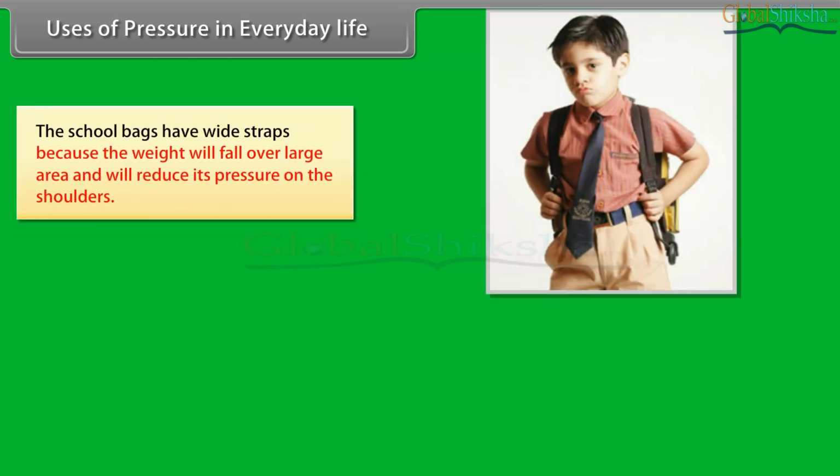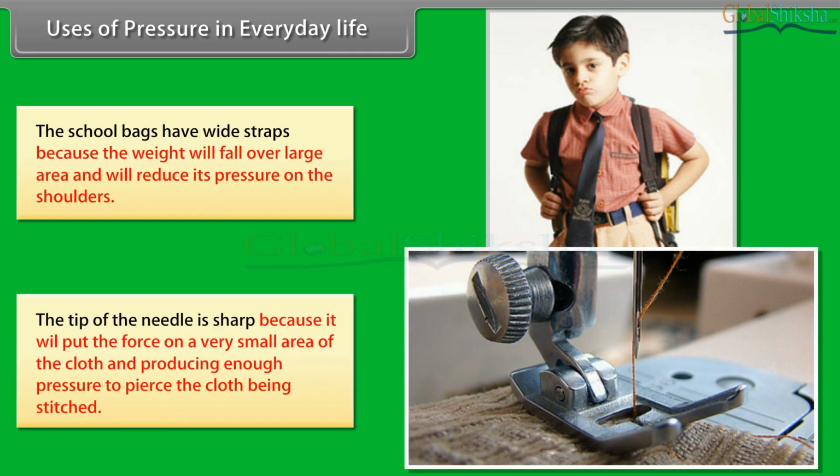Uses of pressure in everyday life. The school bags have wide stripes because the weight will fall over a large area and will reduce its pressure on the shoulders. The tip of the needle is sharp because it will put the force on a very small area of the cloth and produce enough pressure to pierce the cloth being stitched.